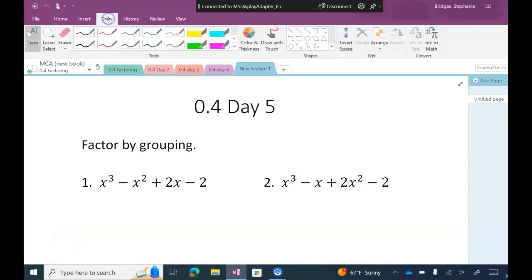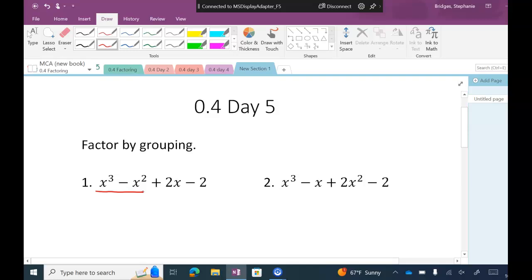Okay, so since they don't have anything in common, what we're going to do is group them. Most of the time, they'll already be in the proper order. Every now and again, you might have to arrange it. What I mean by grouping is we're going to look at the first two terms, specifically x to the third minus x squared.